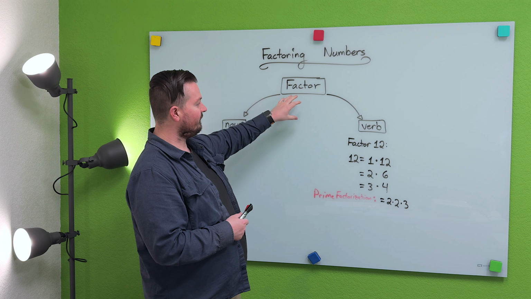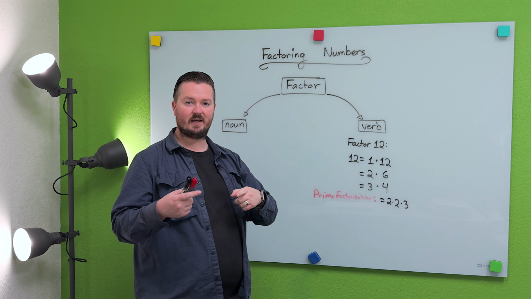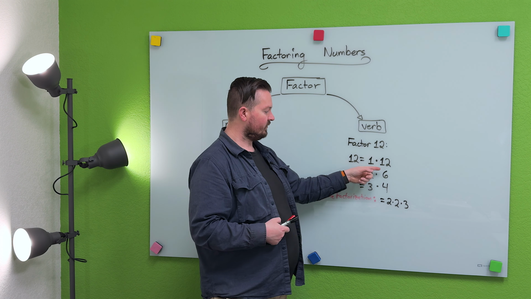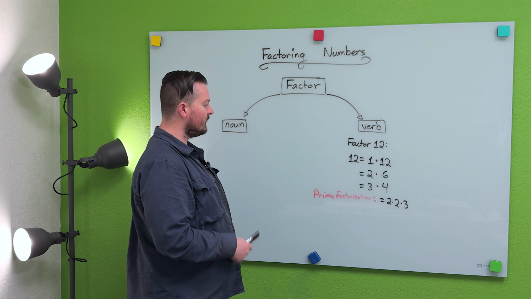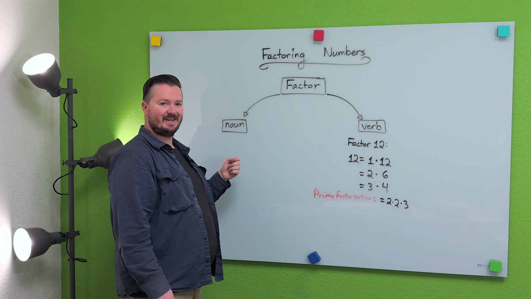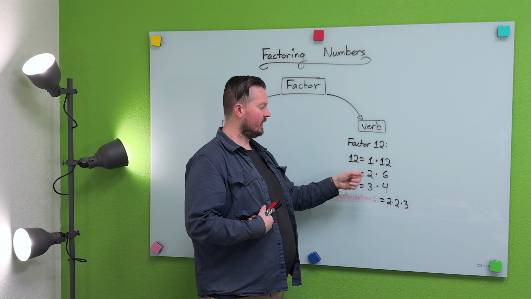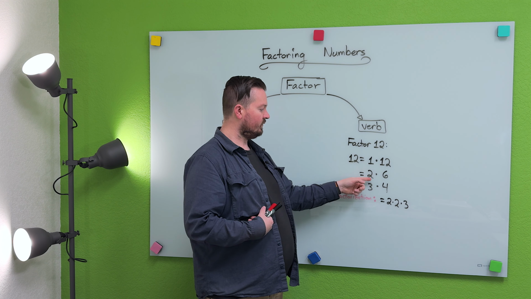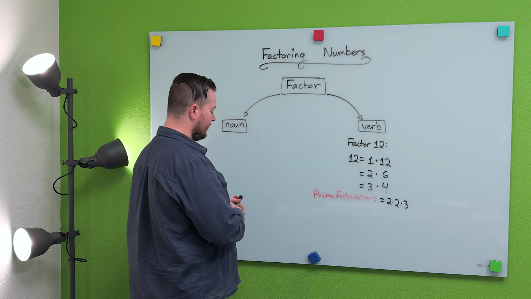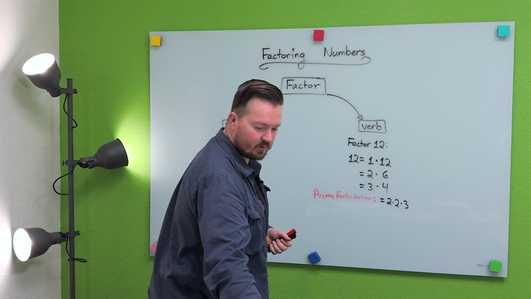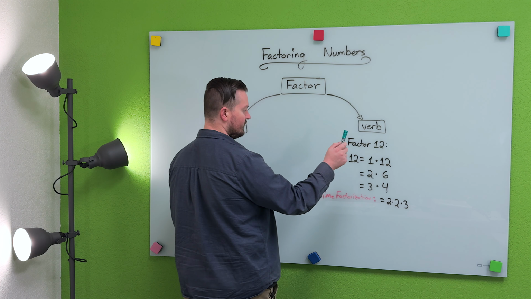So if we say factor 12 and we mean this as a verb, that means I'm telling you to take 12 and rewrite 12 as multiplication, even prime factorization. But now what do we mean as a noun? Well, notice 1 times 12 gives you 12. 2 times 6 gives you 12. 3 times 4 gives you 12. We can kind of bridge these concepts by saying these are the numbers that you multiply to get 12.